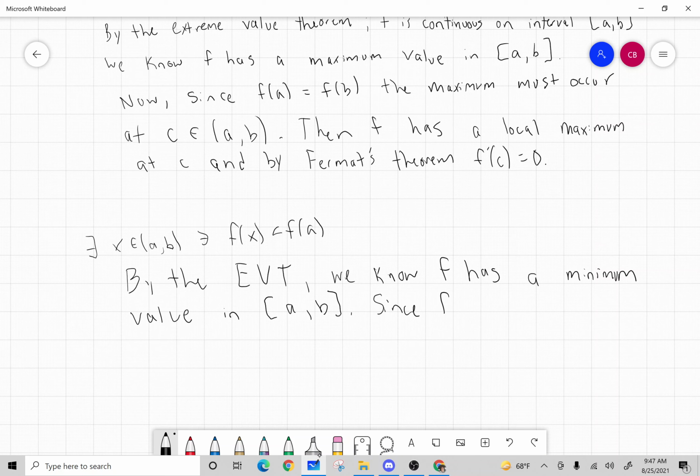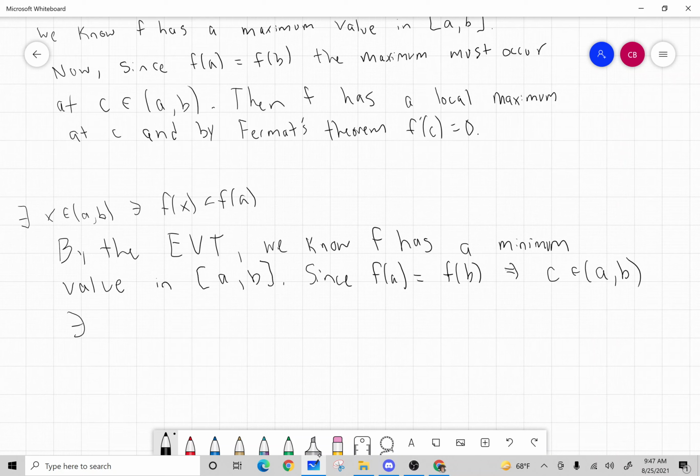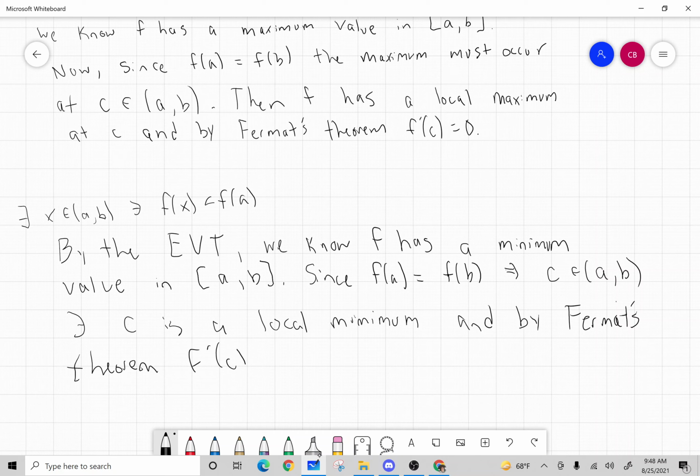f of a is equal to f of b, this implies there is a c existing in the open interval (a, b) such that c is a local minimum, and by Fermat's theorem, f prime of c is equal to 0.